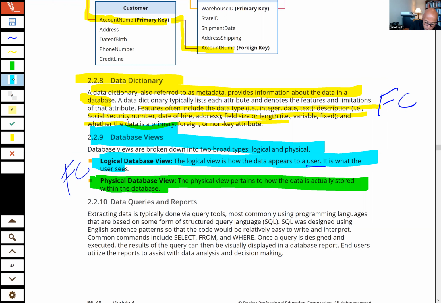Data in queries and reports. As we extract the data, it is typically done through query tools, most commonly using programming languages, and some of these have, I think, terminology you've probably heard.